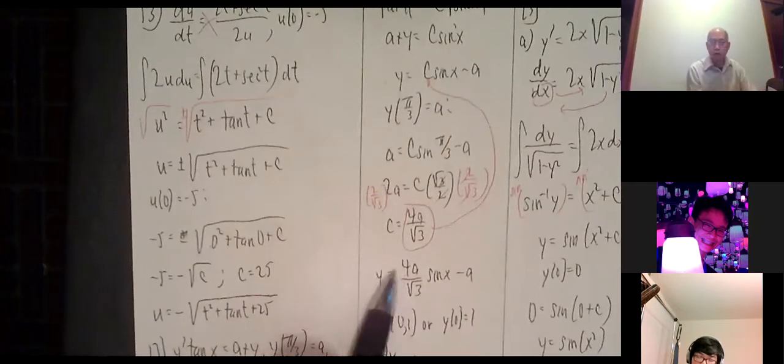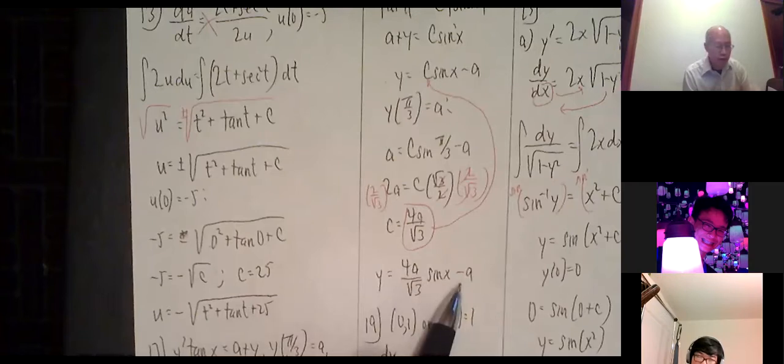Okay, so there it is. Y equals 4a over radical 3 sine x minus a.